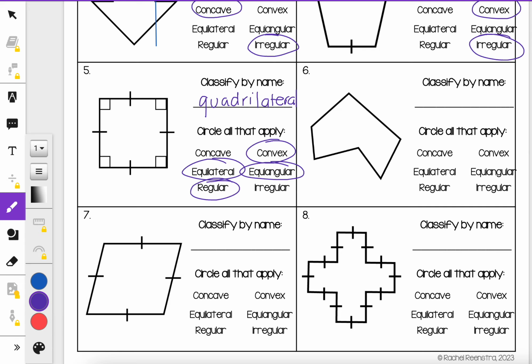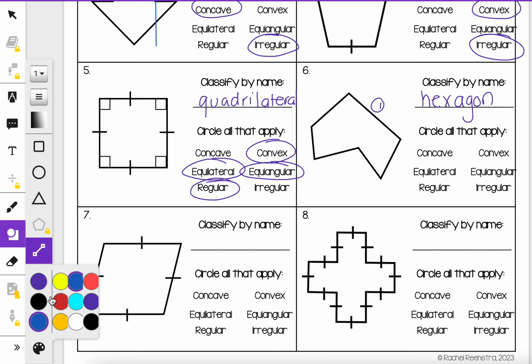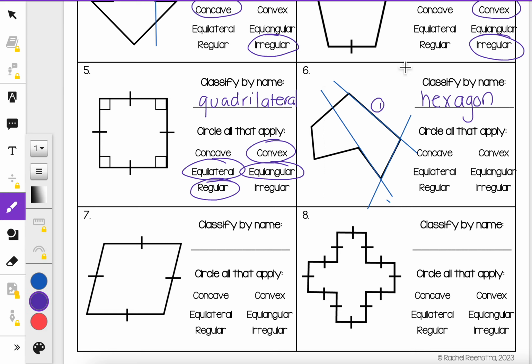Number 6 is a hexagon. If I start counting, I have 1, 2, 3, 4, 5, 6. Now if I extend any of those lines, it starts off looking like it might be convex, but once I get to this segment here, I see it goes inside. So this is going to be concave. I don't have any markings that would tell me this is equilateral or equiangular, so we have an irregular polygon.